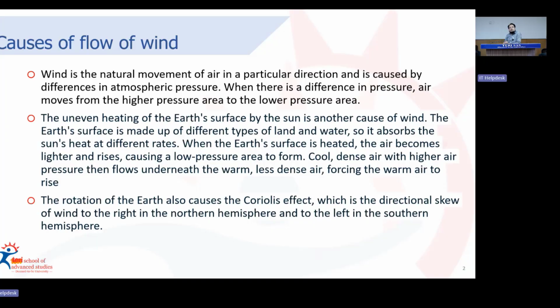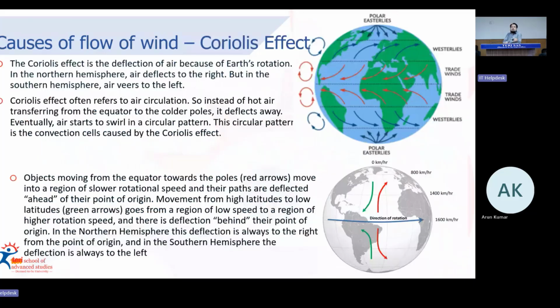Also, the rotation of the Earth causes the Coriolis effect, which is the directional skew of wind to the right in the northern hemisphere, to the left in the southern hemisphere. So this Coriolis effect also causes the flow of wind. And this Coriolis effect is basically the deflection of air because of Earth's rotation.